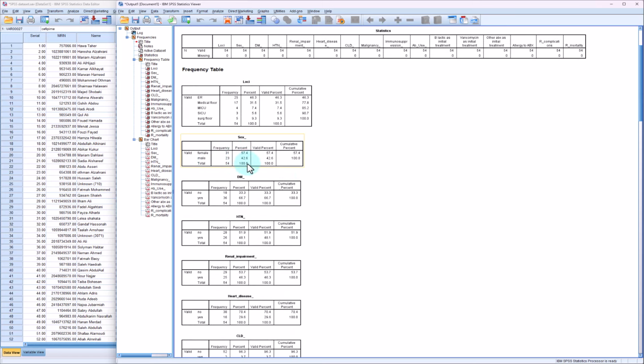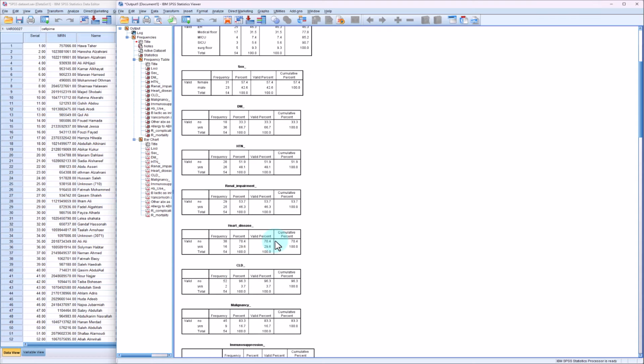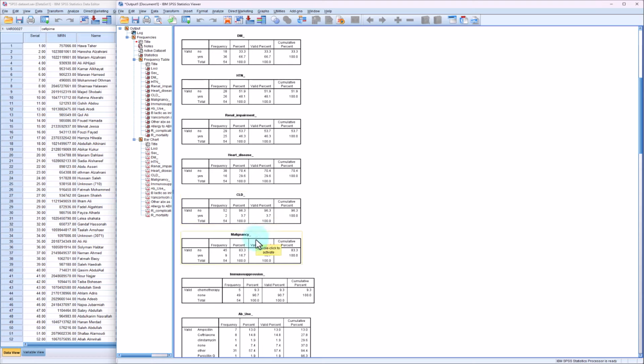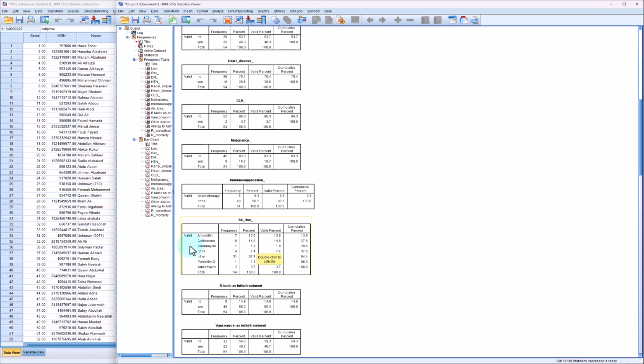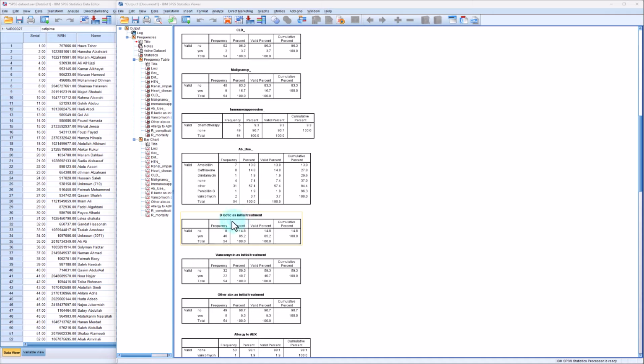This table shows the sex distribution of the patients. Most of them were females, 57.4%. This table shows their diabetes mellitus status, 66.7%, which means 2/3 of the patients had diabetes. Hypertension was present in 48.1% of the cases. Similarly, we can see the frequency distribution of other comorbid factors. Here we can see the frequency distribution of antibiotic use, the frequency distribution of beta-lactam, vancomycin, and other antibiotics as initial treatment.